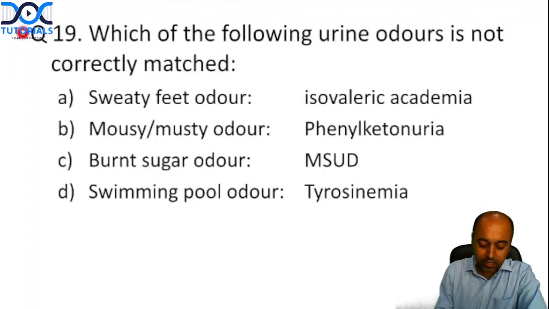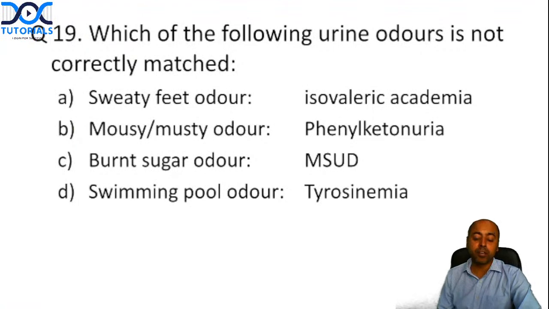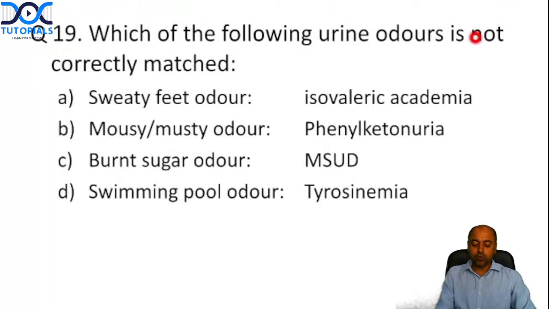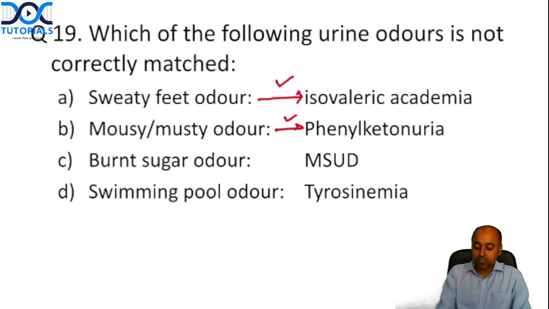Question number 19, again talking about inborn errors of amino acid. Which of the following urinary odors is not correctly matched? We commonly get questions on urinary odor and which clinical condition it is seen in. Sweaty feet odor, isovaleric acidemia, is correct. Mousy musty odor, phenylketonuria, we just mentioned, this is correct. Burnt sugar odor in maple syrup urine disease is also correct.